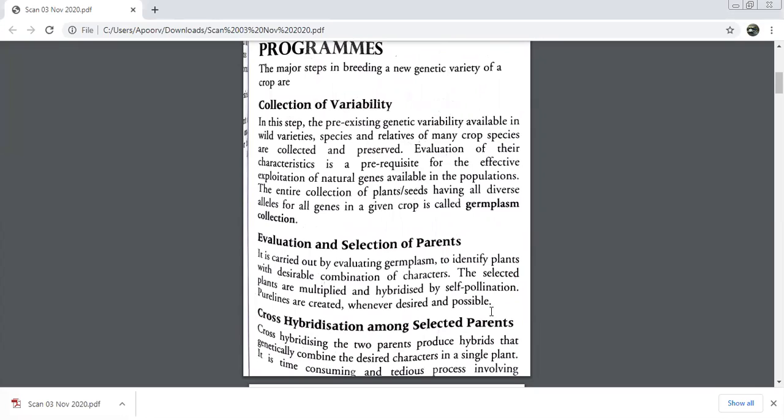Now we're going to be very specific and we'll be reading about plant breeding programs. Giving you 2-3 minutes, read on the screen, then I'll explain.